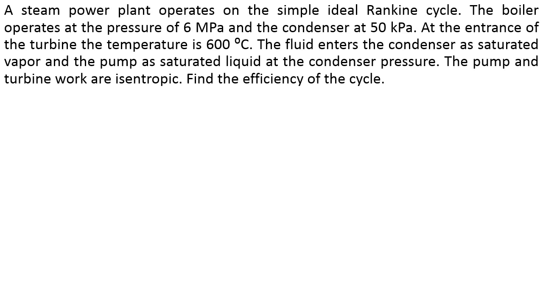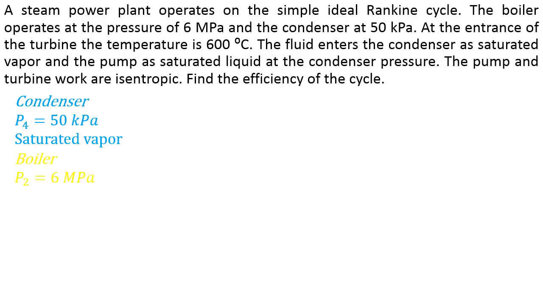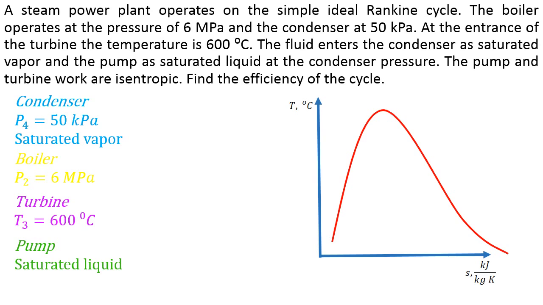The given information is the following. At the condenser, the pressure is 50 kilopascals and is saturated vapor. At the boiler, the pressure is 6 megapascals. At the turbine, the temperature is 600 Celsius, and at the pump, the fluid is saturated liquid. This information is enough to draw our diagram.